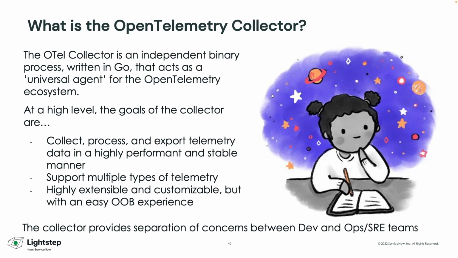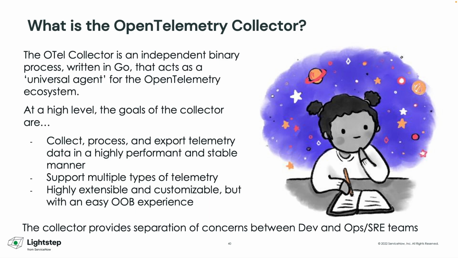But first, what is the OpenTelemetry collector? The OpenTelemetry collector is a binary written in Go that is used as a proxy or agent, meaning that it is more or less the OpenTelemetry universal agent. At a high level, the collector is used to collect your telemetry data, process it, and export it to any backend that you want. This is done in a very reliable and performant way.